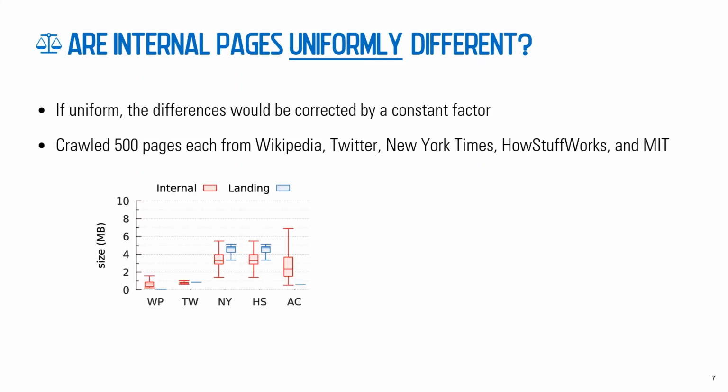Here we plot the total page size of internal and landing pages across these 5 websites. Total page size is defined as the sum of all response sizes in the HAR file. For New York Times and How Stuff Works, we can see some variation in the page size of the landing page itself because there's some randomness involved when the same page is fetched multiple times. For the 3 websites on the right, you can see that there's a large variation in page sizes across the 500 internal pages.